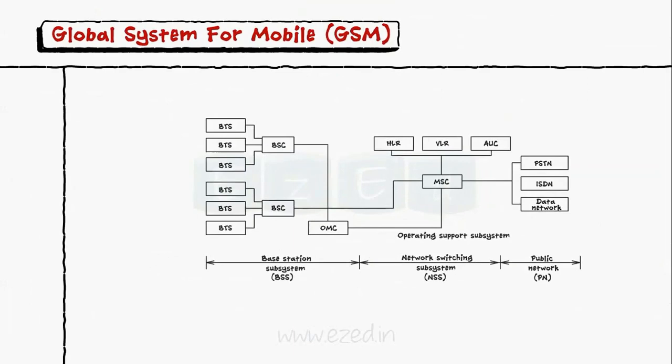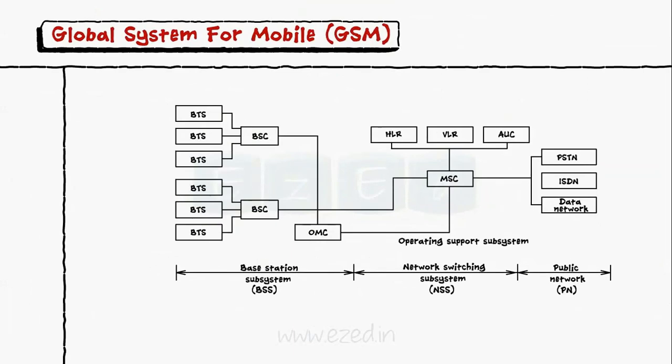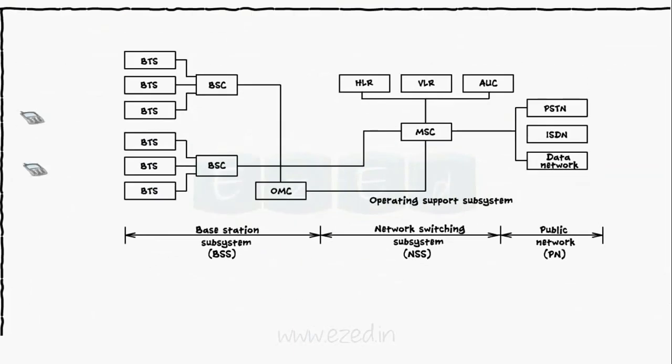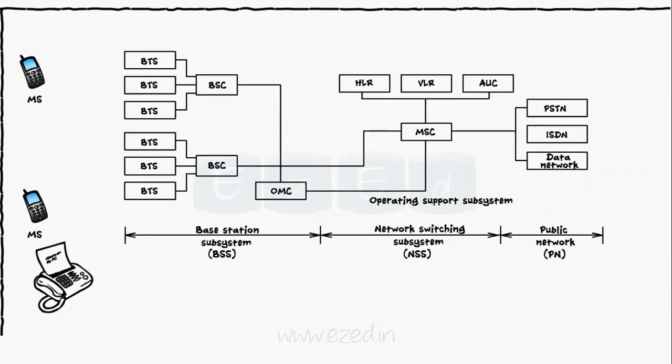The architecture of this GSM network is as shown. Mobile station, MS. MS is nothing but the device used for communication, such as a cell phone, fax machine, etc. Base Station Subsystem, BSS. BSS gets connected to the MS via the radio interface. It has two different blocks, BTS, Base Transceiver Station, and BSC, Base Station Controller.